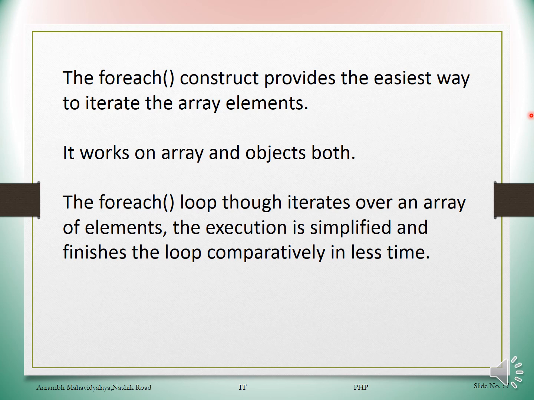Then from all these things we learn that the for each construct provides the easiest way to iterate the array elements. It works on arrays and objects both. Objects means elements or values. The for each loop, though it iterates over an array of elements, the execution is simplified and finishes the loop comparatively in less time. Just we have seen the use of for loop, and here we studied the use of for each loop.